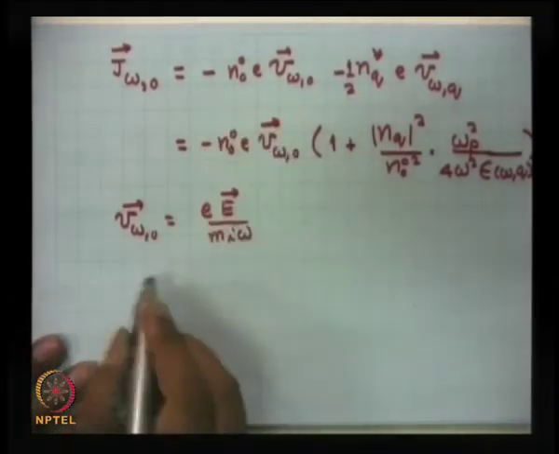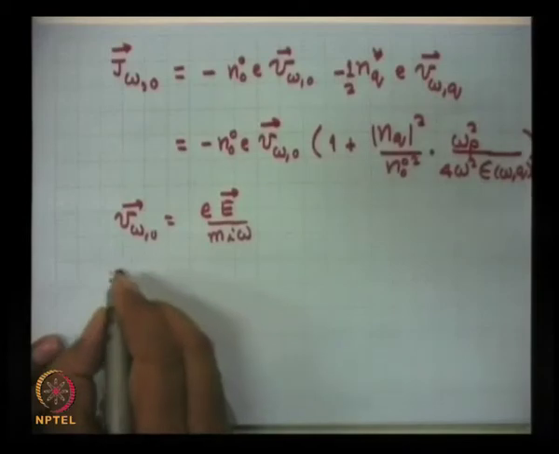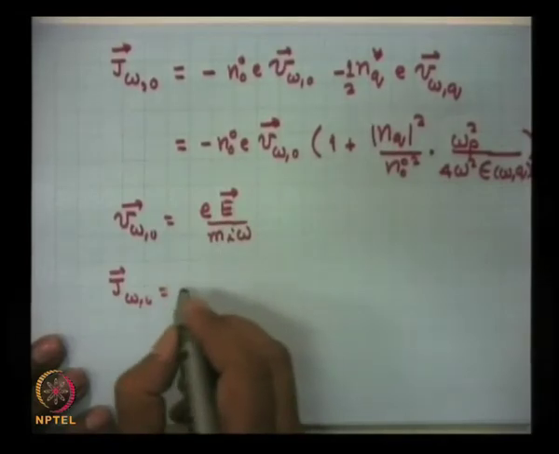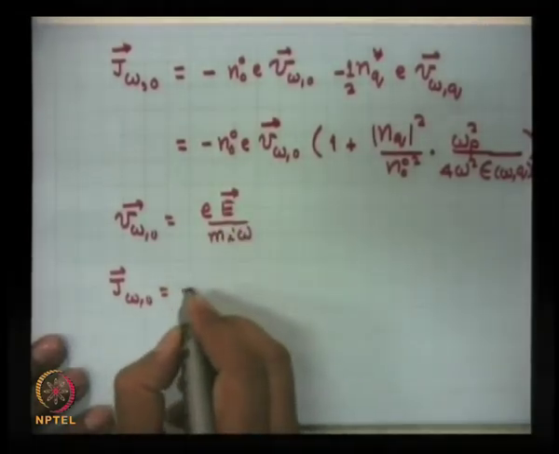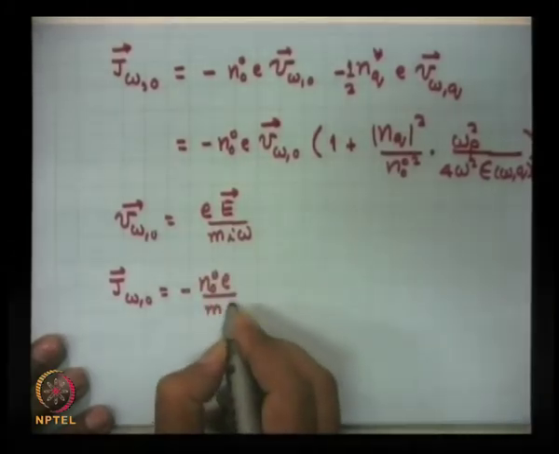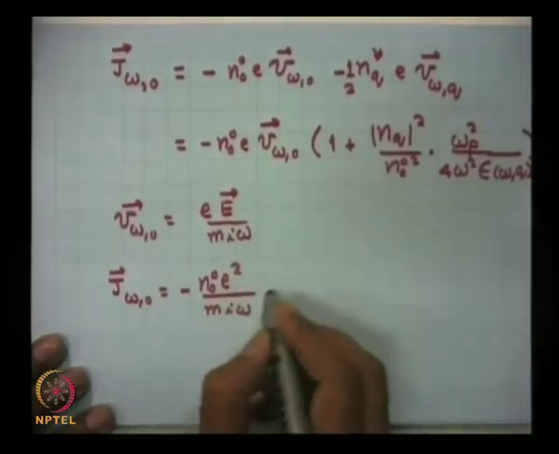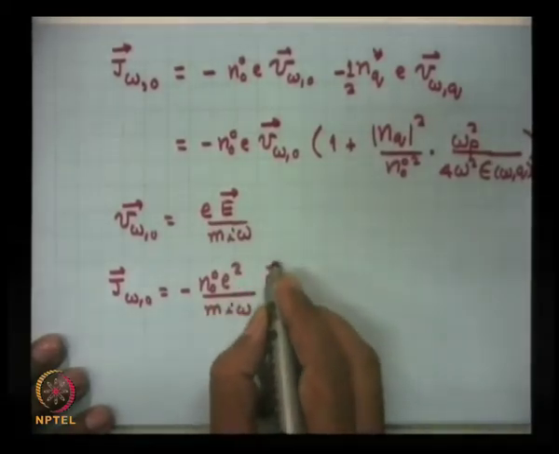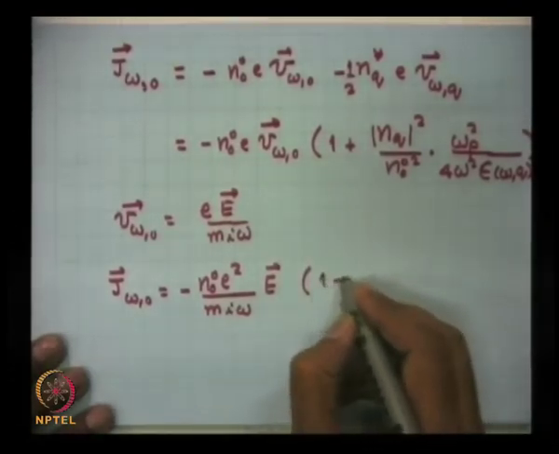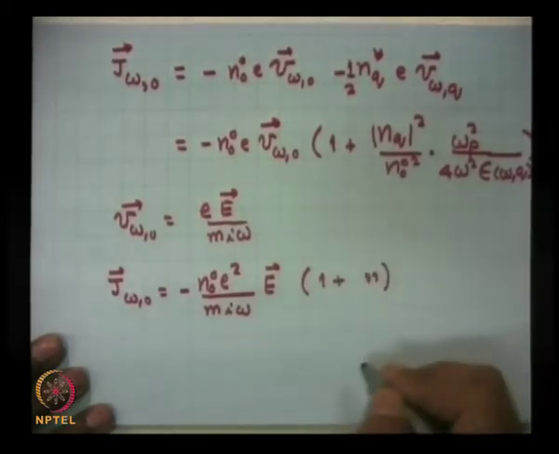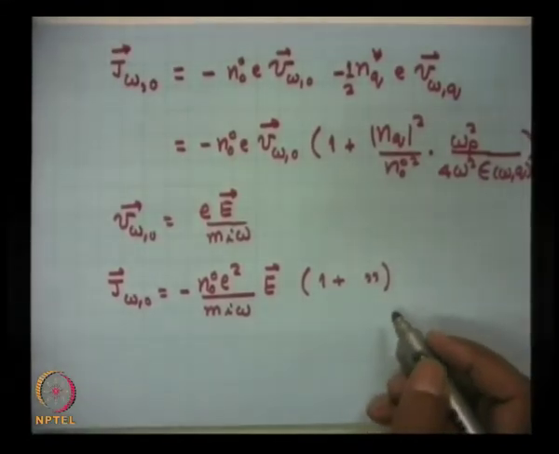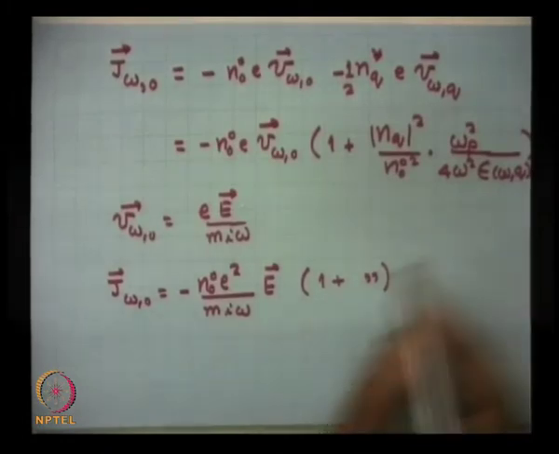Let me substitute this here. So, you will get J at omega 0 is equal to the classical conductivity, which is equal to minus n00 E square upon m I omega, into E. But besides this, there is a factor here, 1 plus this factor, and the imaginary part of this is equivalent to nu upon omega. So, we have got resistivity here through this epsilon term.